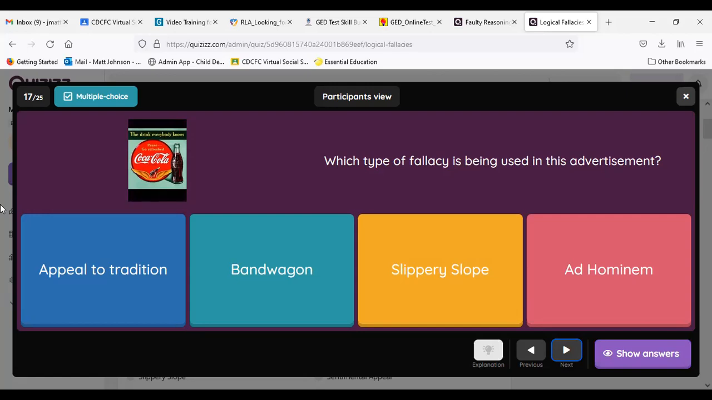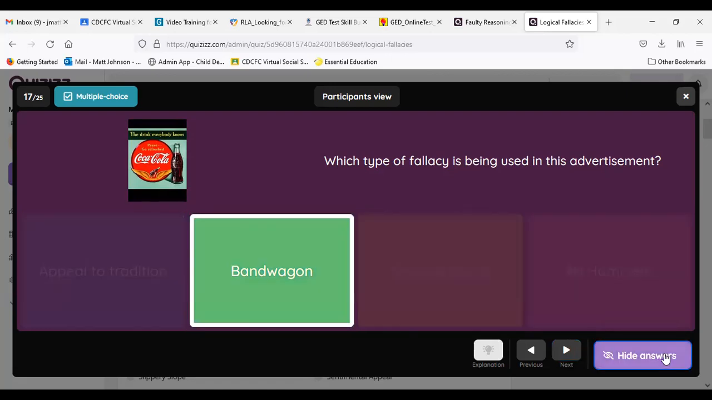That drink everybody knows. Type of appeal to tradition. Probably Bandwagon. Let's see. Yeah. So again, the drink everybody knows. A little less straightforward than "everybody drinks this," but still there's a bandwagon kind of idea there. It's like, oh yeah, everybody knows Coca-Cola, so you should drink Coca-Cola.